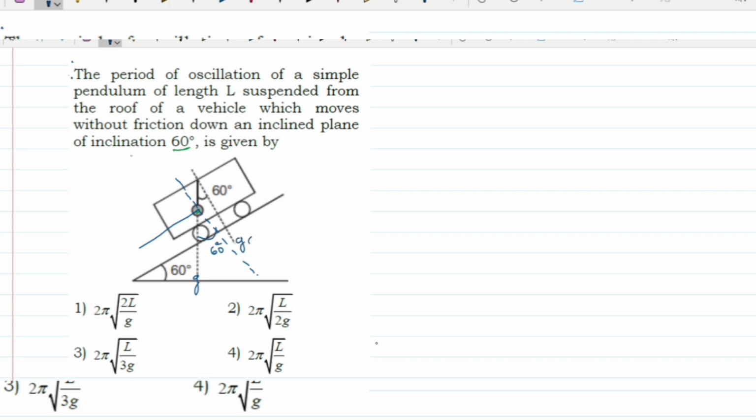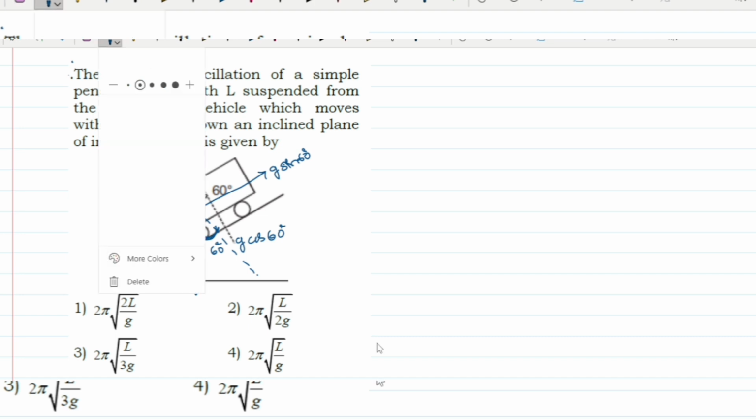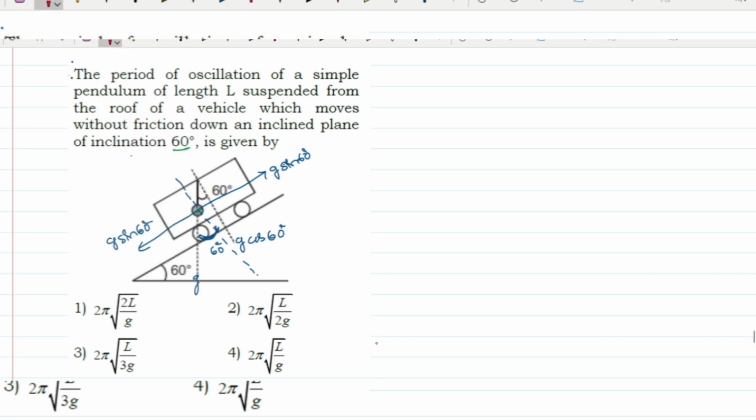When you are resolving, we get g cos 60 degrees and g sin 60 degrees. Here there is a pseudo force acting along this direction, g sin 60 degrees. Now this angle is 60 degrees, and the angle between g and g sin theta will be 90 plus 60.